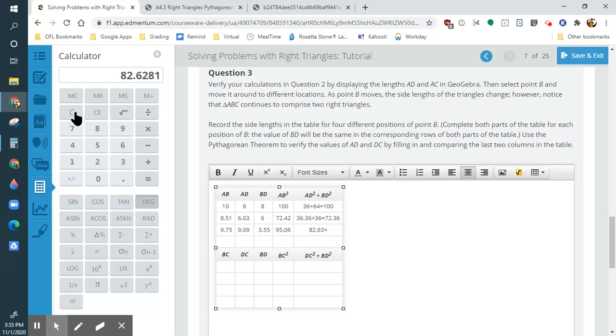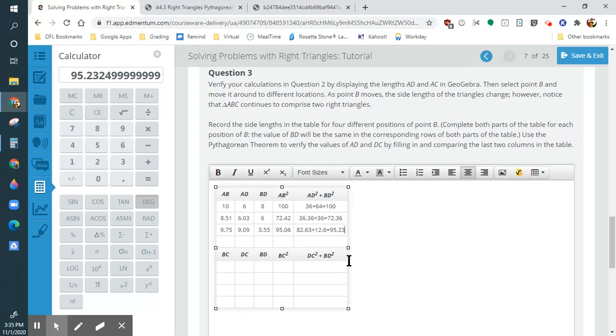3.5 squared. So clear, 5 times 3.55. I'm going to say that's 12.6. And if I add that to 82.63, I don't know why this happens. I don't understand how the Edmentum calculator messes up that badly. But again, we're only doing 2 decimal places, so let's see what has happened.